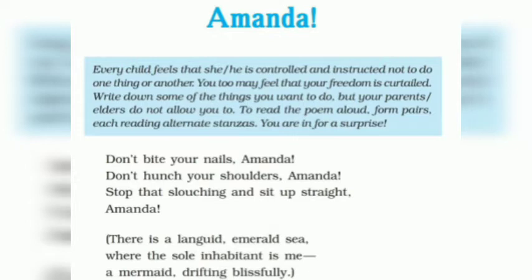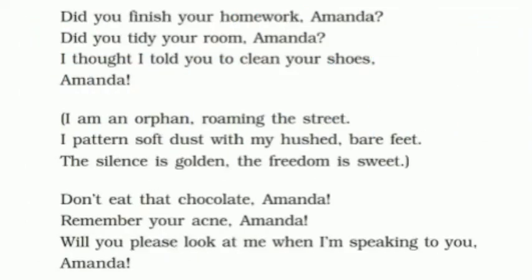Now, students, I will read the third and fourth stanzas to you and then tell you the poetic devices used in them. Did you finish your homework, Amanda? Did you tidy your room, Amanda? I thought I told you to clean your shoes, Amanda. I am an orphan roaming the street. I pattern soft dust with my hushed bare feet. The silence is golden, the freedom is sweet.